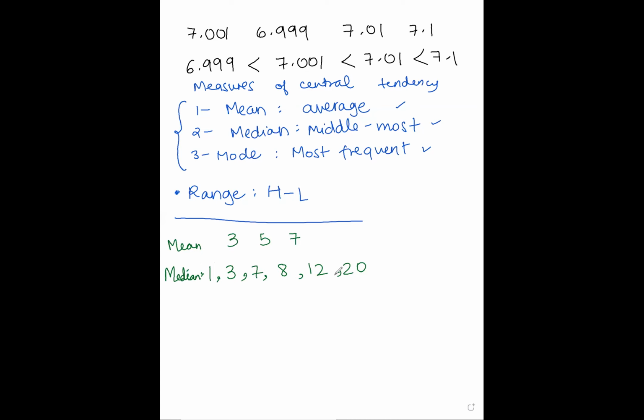8. Okay. See, there are how many observations in total? 6. So if you are saying that 8 is the middlemost, but for 8 there are 2 observations on the right and 3 on the left. So is it the middlemost observation? No.